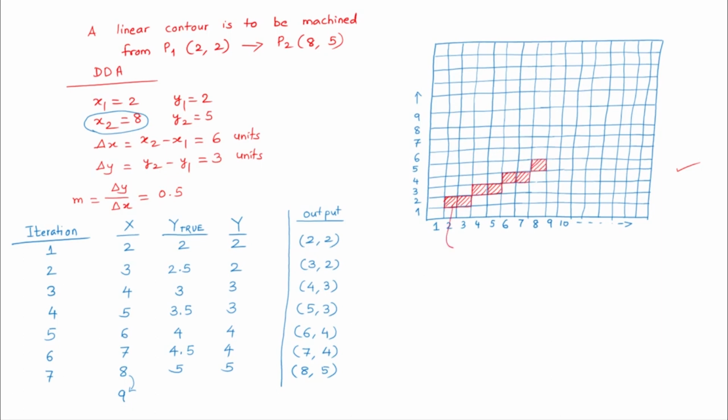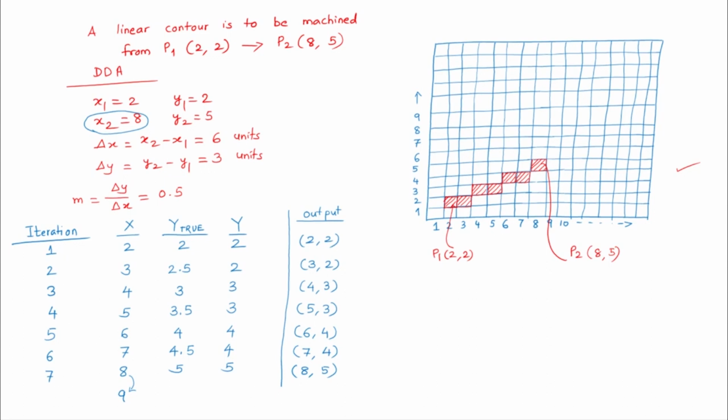Now this is the initial position, that is P1, (2, 2). Now to reach the final destination, that is P2 equal to (8, 5), how many pulses are to be given to the X drive, how many pulses are to be given to the Y drive, and in which sequence? That is the task of the interpolator, and this will give that particular information.